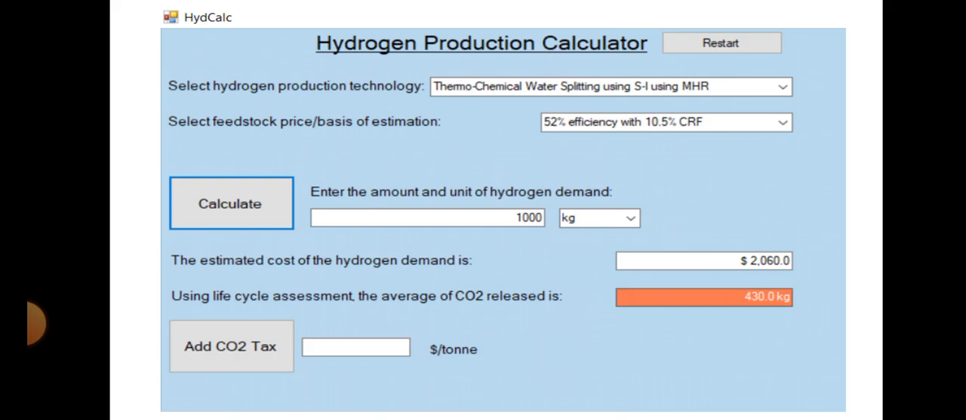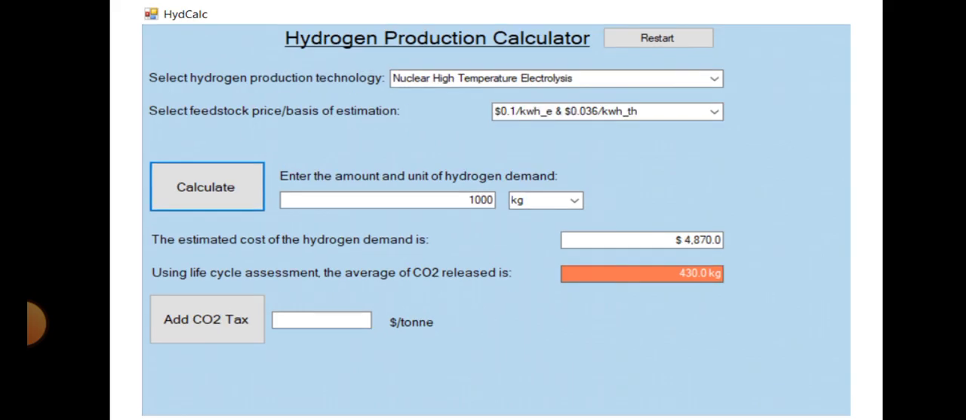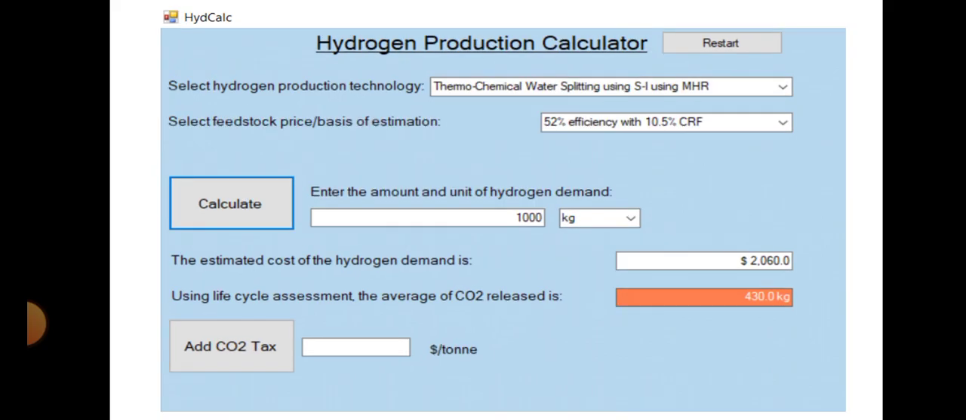Now let us take another example. Here I have taken thermochemical water splitting using the sulfur iodine cycle with MHR reactors, and the same amount of hydrogen has to be produced. We can see that it's half the price of the previous case, and the CO2 production remains the same, which is 430 kgs.